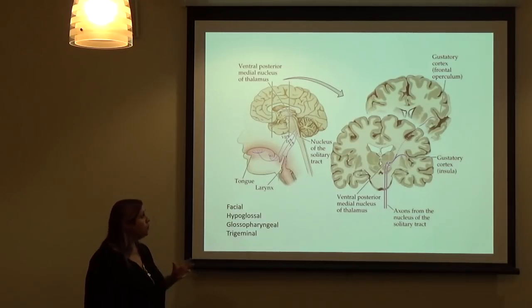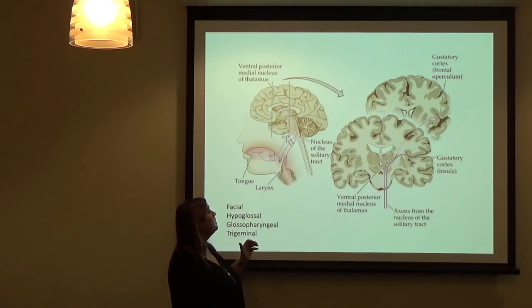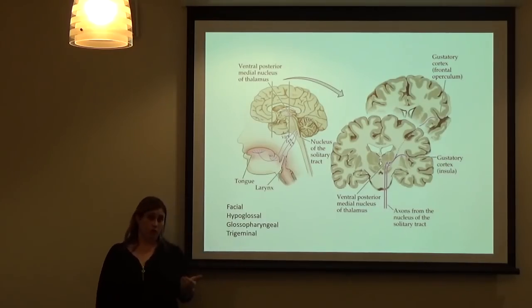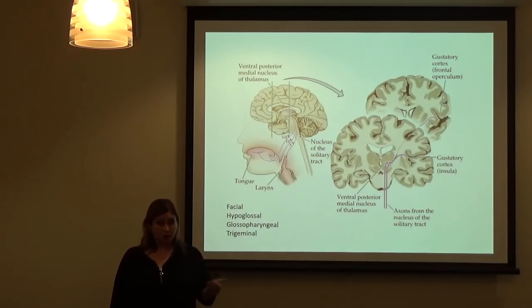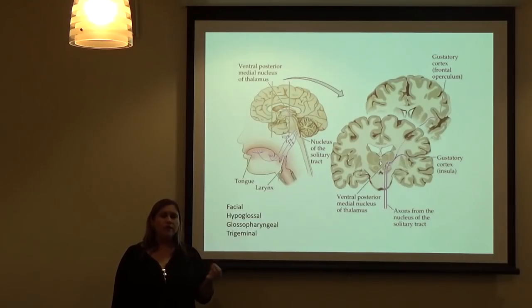Regardless of what nerve you're talking about, the first place in the brain that information is going to go is your medulla. And the medulla is part of the brain stem. It's part of your hindbrain, part of the lowest part of your brain, okay? Your medulla. And so it processes really basic information.